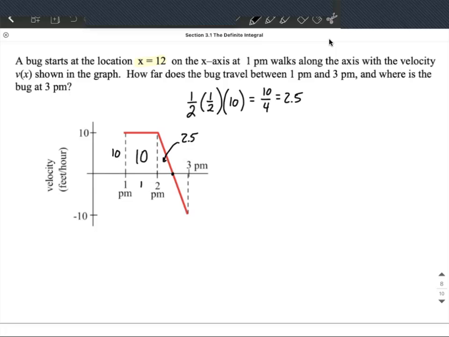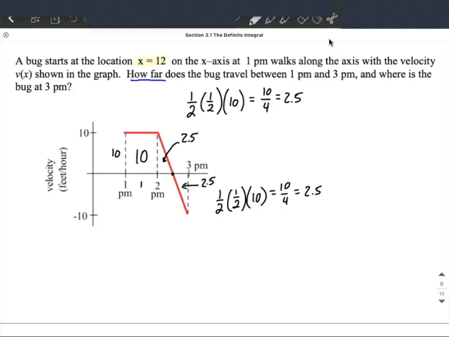Let's do something very similar for this bottom triangle. Looking right here, we can say it was 1/2 base of 1/2, and then the height, this time it's -10 if you want to say it that way, or I'm going to say +10 again. So again, we get 10/4, which is 2.5 for the area of that triangle, but it's like it's moving in the negative direction.